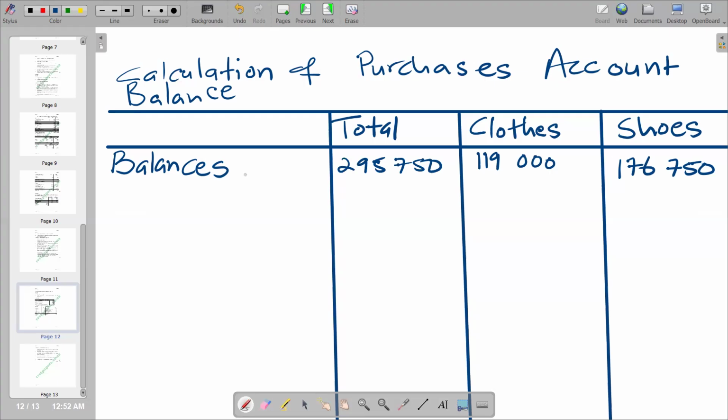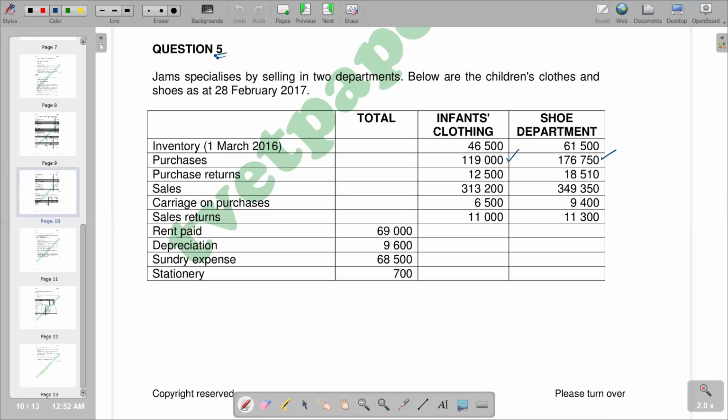According to this video, we are going to apply the periodic system, whereby we record movements of stock in the purchase account. So I will see what we have in our question in terms of movements of our stock. We'll start with our figures for purchase returns, whereby we have 4,500 for infants clothing, and for the shoe department we've got 18,510. Remember, purchase returns reduce the figure for purchases, so we're going to show them as negatives. These are creditors allowances. Remember, creditors allowances are purchase returns.